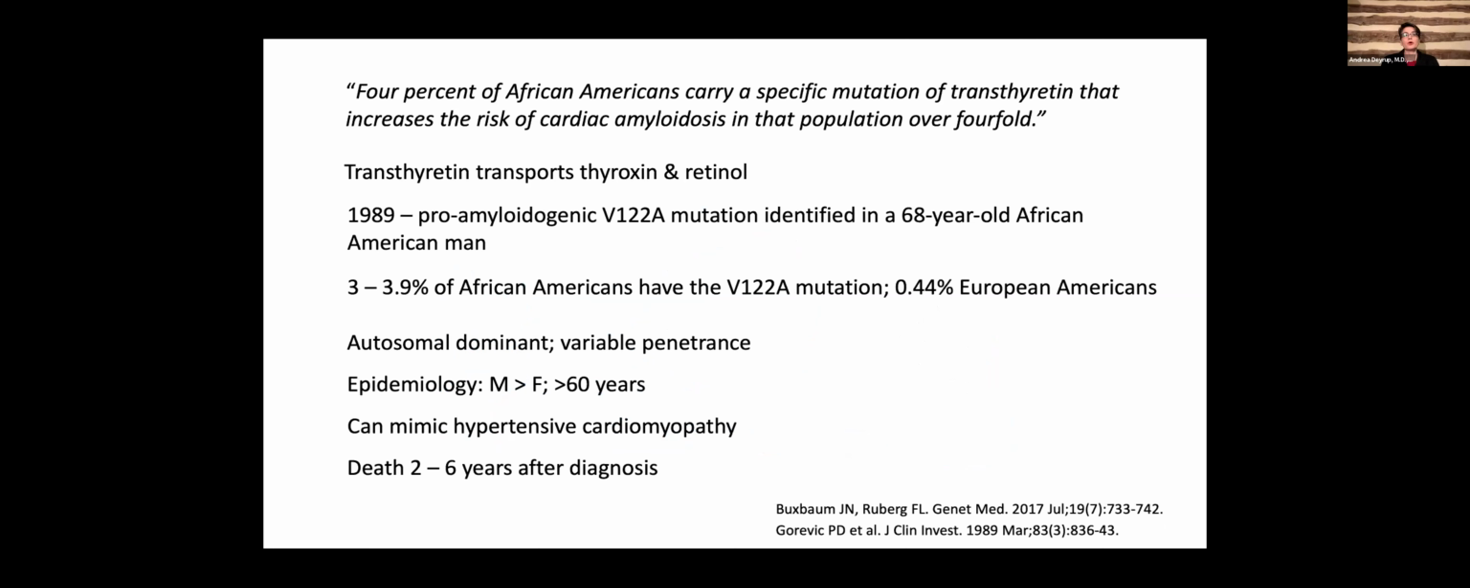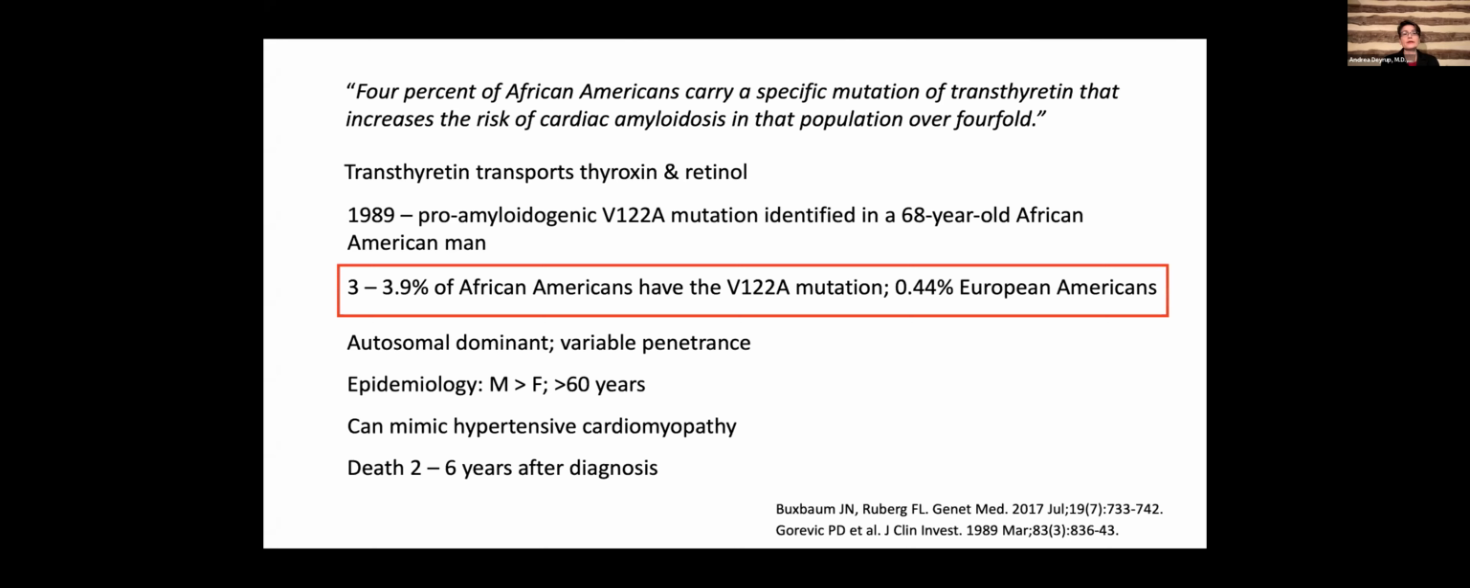In 1989, a pro-amyloidogenic mutation was identified in a 68-year-old African-American man. And since then, we found that about 3 to 4% of African-Americans have this allele, compared to about 0.4% of European Americans. It's an autosomal dominant variable penetrant allele. So just because you have it doesn't mean you're going to express the disease. And it tends to affect men over 60, which is important because it can mimic hypertensive cardiomyopathy, which is frequently seen in this population. Individuals with this disease tend to die 2 to 6 years after diagnosis.